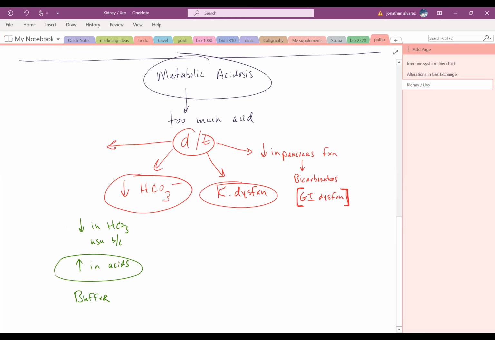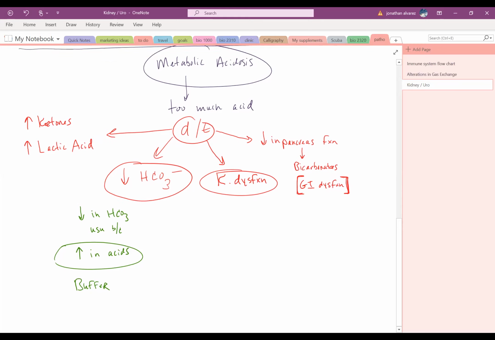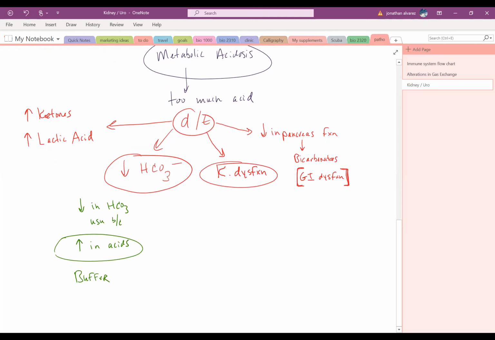Okay, others can be an increase in ketones and an increase in lactic acid. And then another one to watch out for is prolonged diarrhea. Okay. Losing too much fluid, too many things passing through the body too quickly. Okay, that can create an acidic environment.